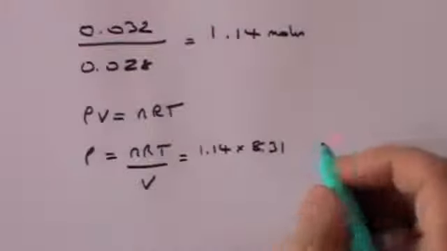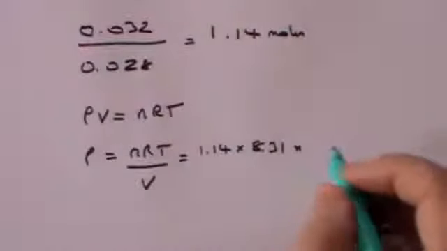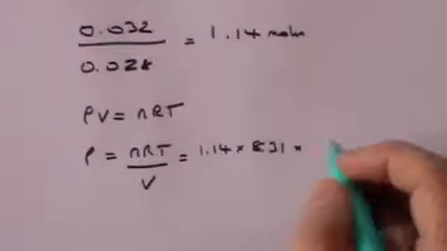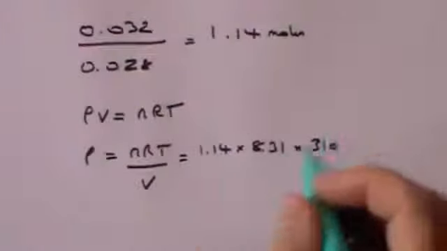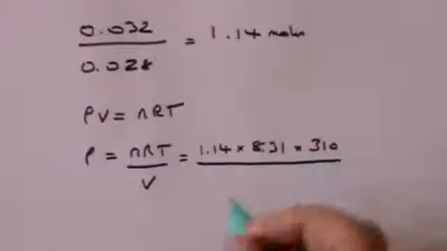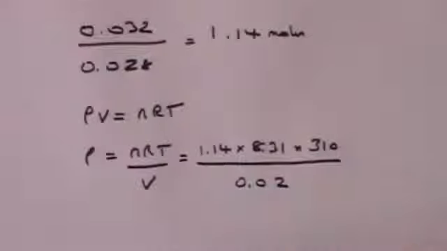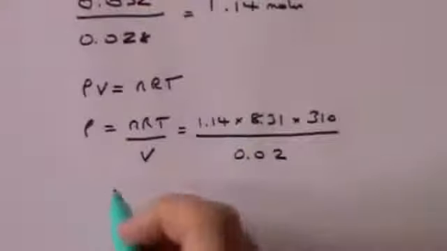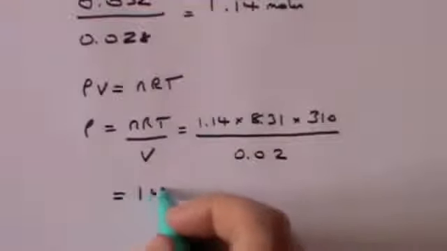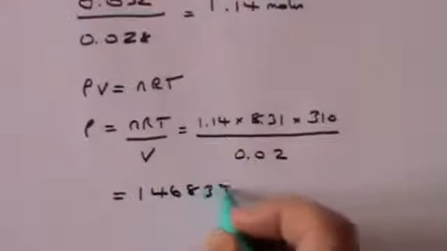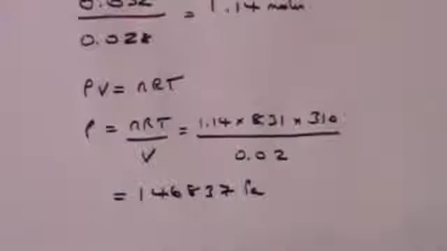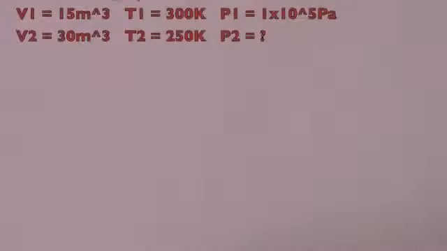T is the temperature, of course, in degrees Kelvin, so it was 37, so you have to add that to 273 to get 310, divided by the volume, which we were told was 0.02 meter cubed. And if you put that in the calculator, you should find that the pressure comes out at 146,837 pascals.